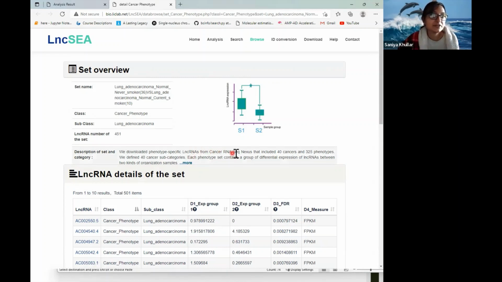So it's a cancer RNA nexus that has 40 cancers and 325 phenotypes. And here, all they're doing in this type is comparing the expression of the lncRNA between these two groups in this box plot.